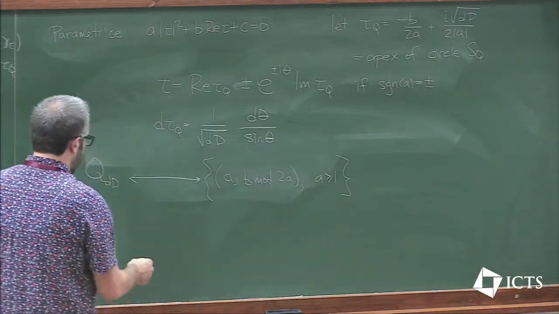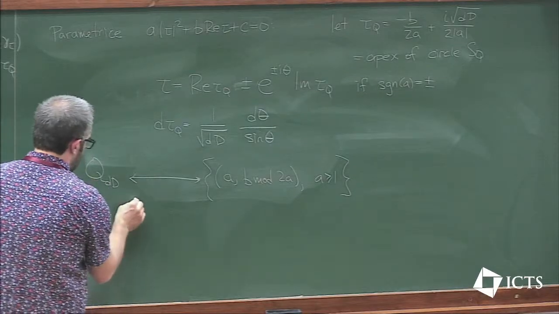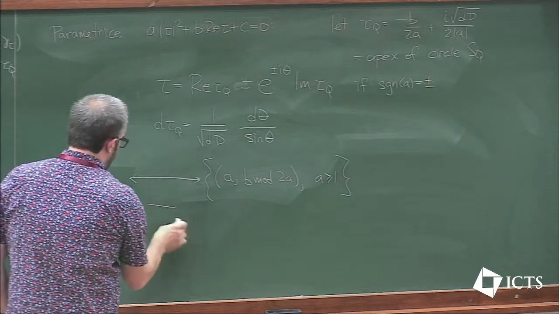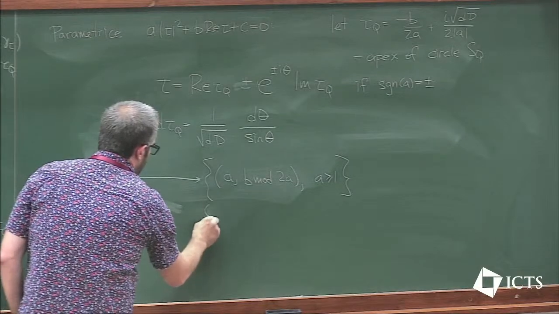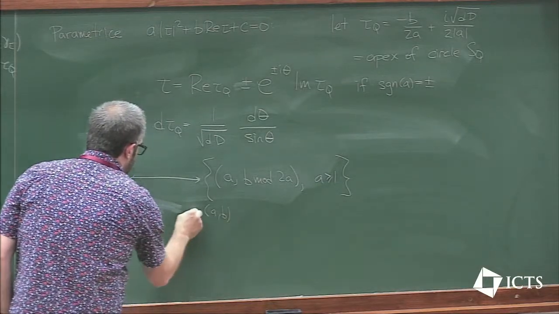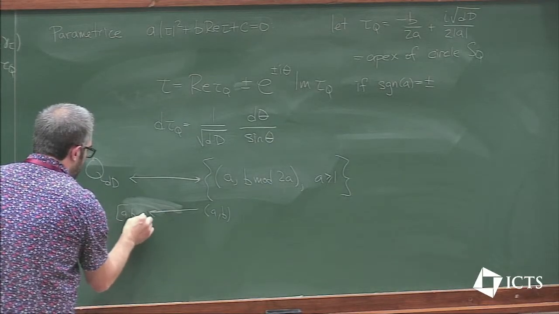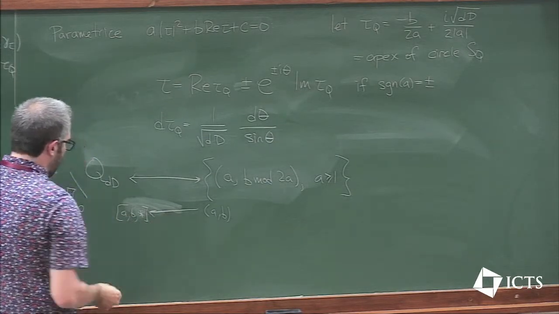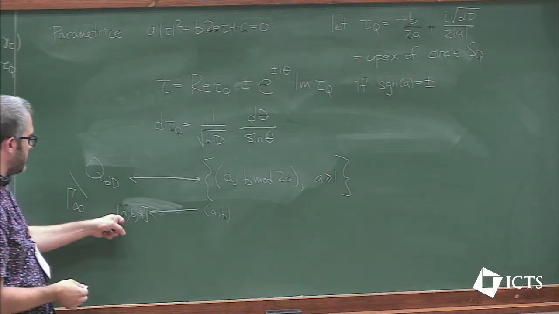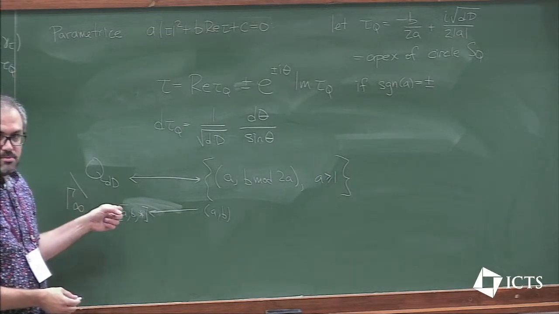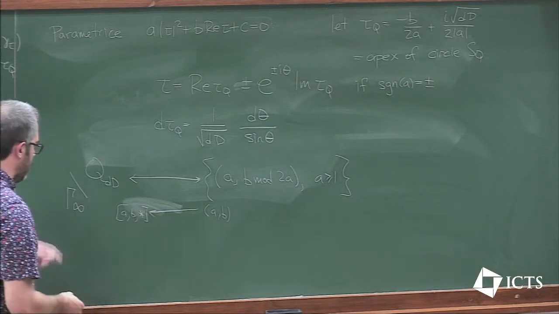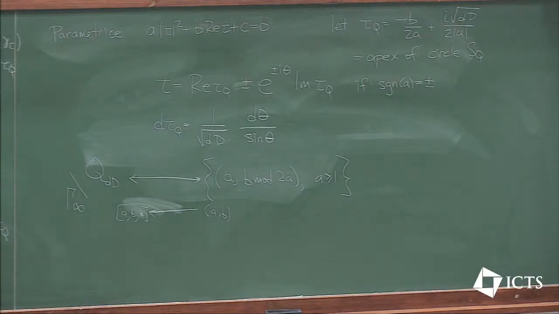And the correspondence goes that a pair A, B over here corresponds to A, B, and then whatever C has to be in order for the discriminant to be little d times big D. So we don't actually care about this third thing.